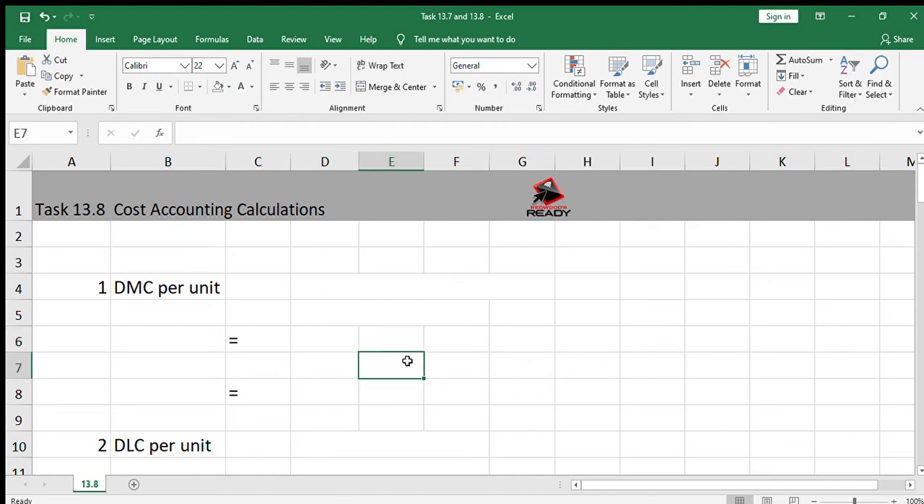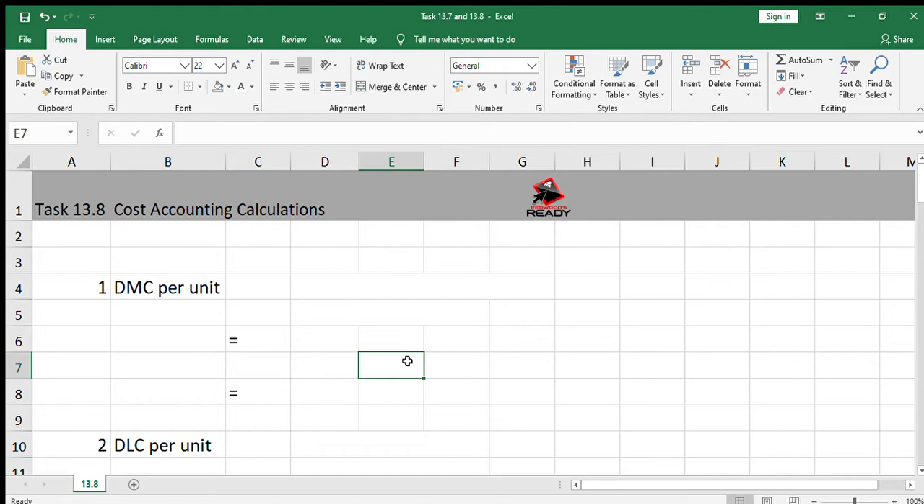Hello grade 12. We're now doing task 13.8 on basic calculations on cost accounting. This is for Tao Factory. You're provided with a production cost statement. Tao Factory produced 10,000 soccer balls during the year. That figure is very important because you will be using it in the denominator of most of our calculations.